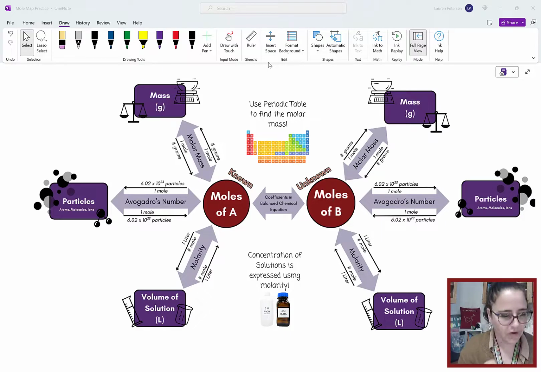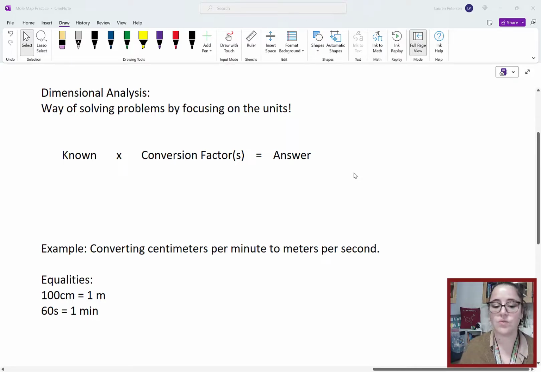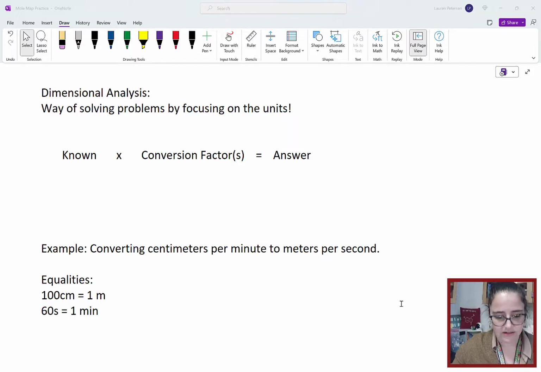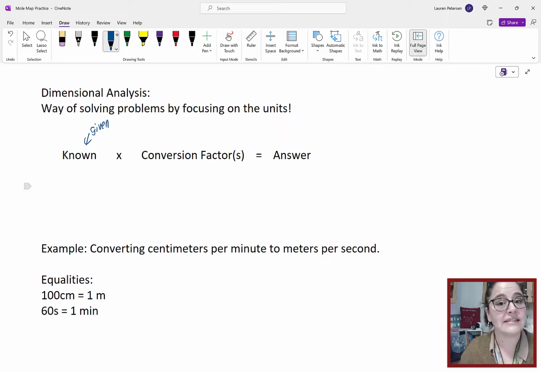So, before we get started on the mole map, I want to review something else, something called dimensional analysis. Dimensional analysis is a way of solving problems by focusing on the units. Every single time I do a problem using stoichiometry or using any sort of conversion factors, you're always going to start with your known. You can also see this as your given. Okay, and you'll want to write it. Let's say that my known was 45.0 grams.